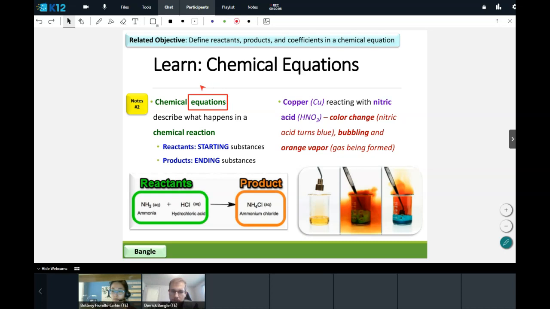So for number 2, we're going to write the word equations in our notes. And if anyone's curious, we do have the main observations we wanted to see, which was the color change, nitric acid turning blue, and bubbling orange vapor, which is the gas being formed. Those are the main 2 things we can tell that a reaction is occurring. But writing the word equations for number 2 in our notes.